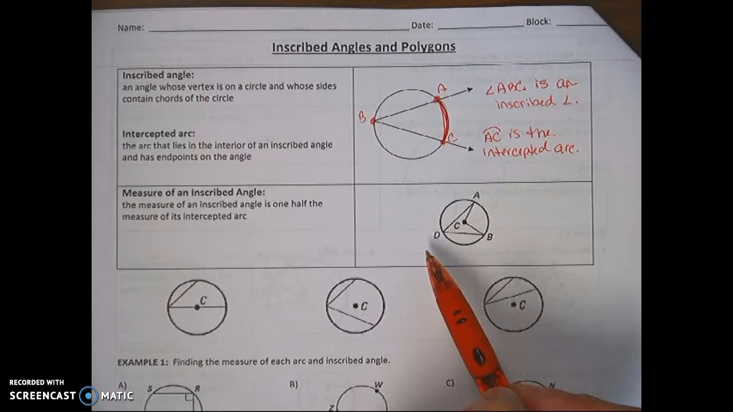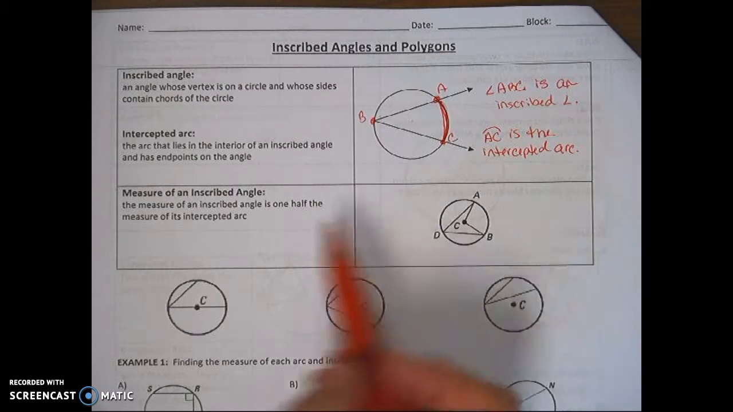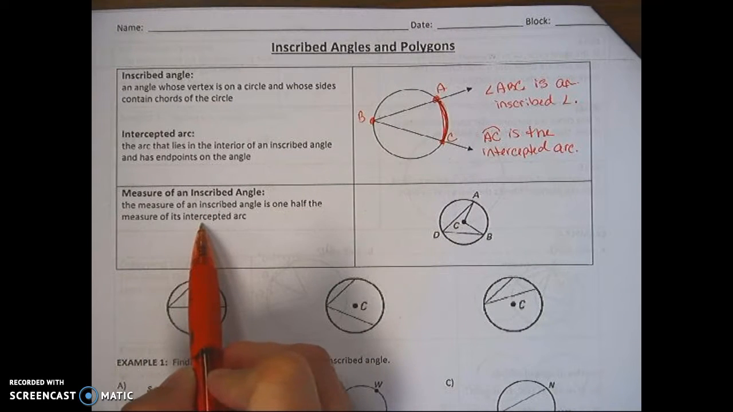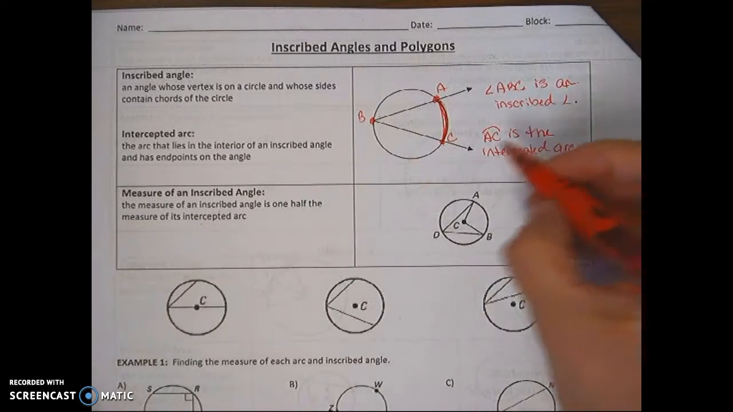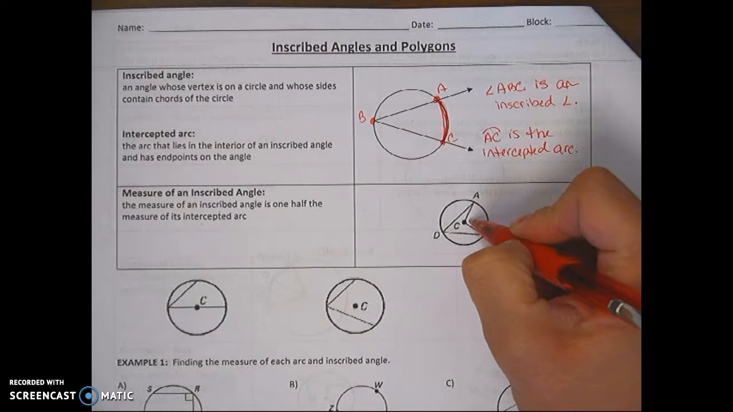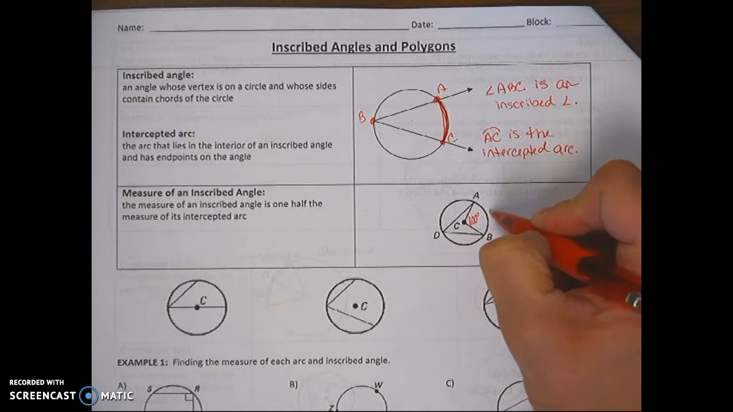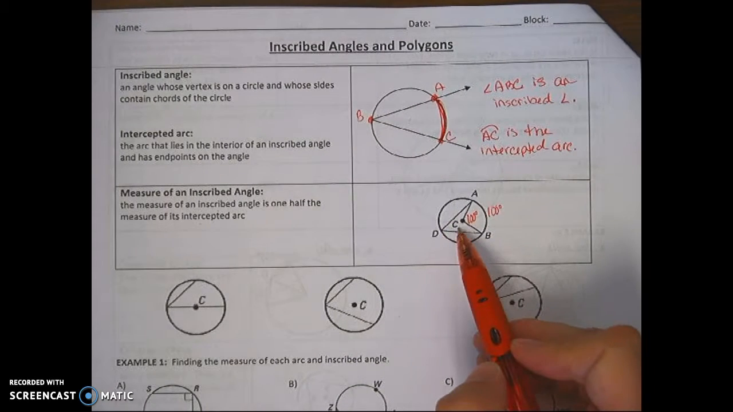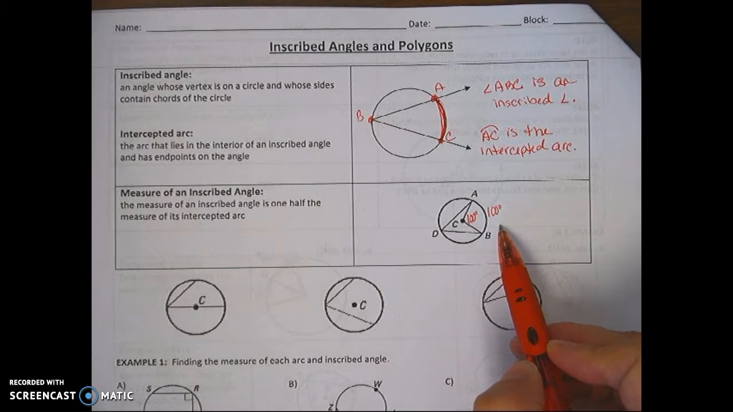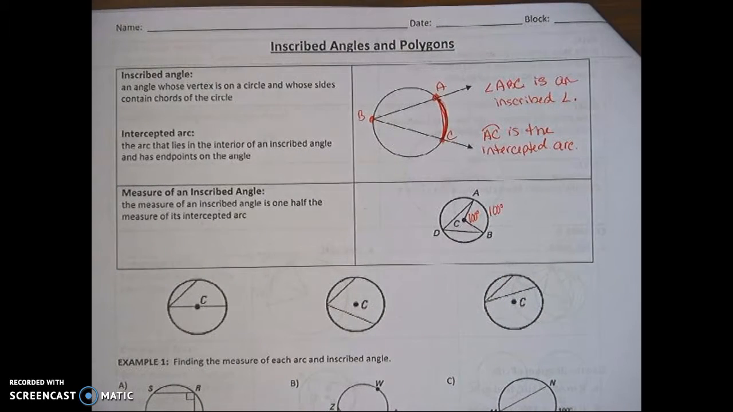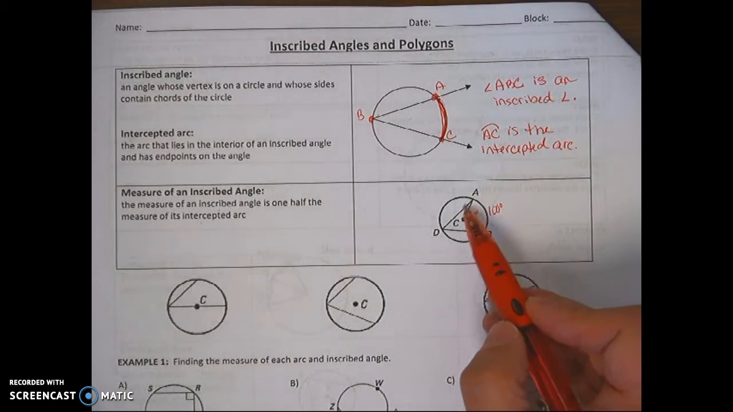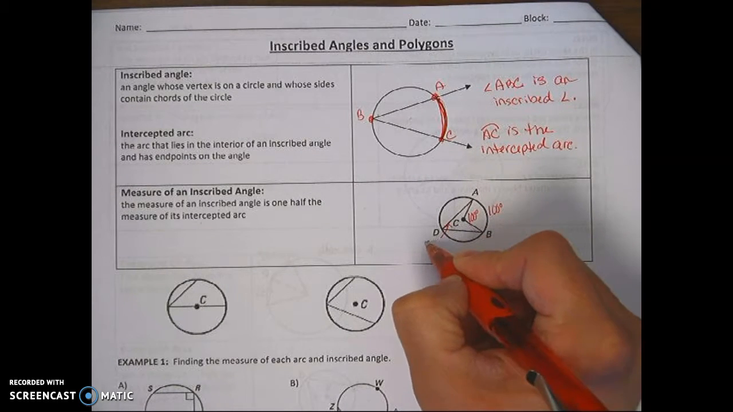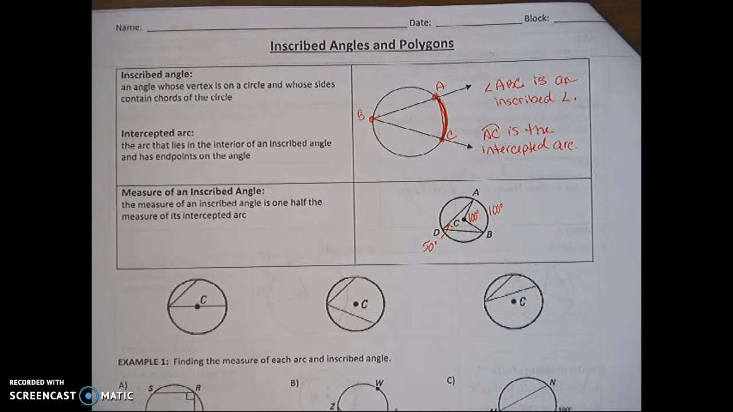The measure of the inscribed angle, this is very important. The measure of the inscribed angle is 1/2 the measure of its intercepted arc. When we dealt with central angles, like C is a central angle, the central angle is exactly the same as the measure of its arc. So if angle C is 100 degrees, then AB is 100 degrees as well. The inscribed angle, angle D, would be half that. So angle D would be 50 degrees.